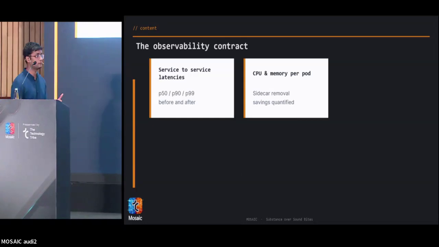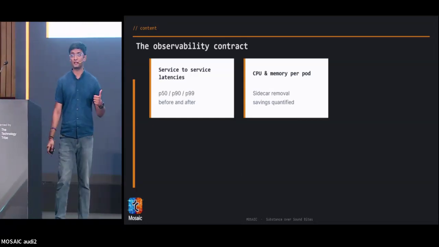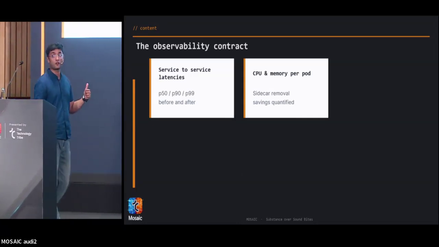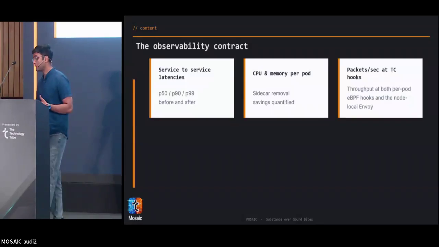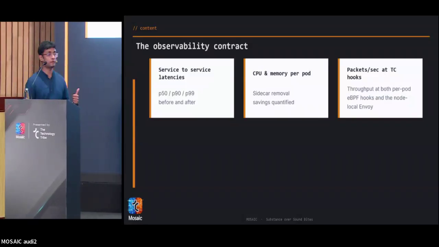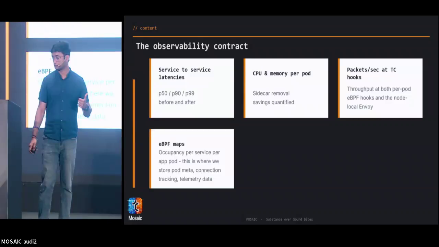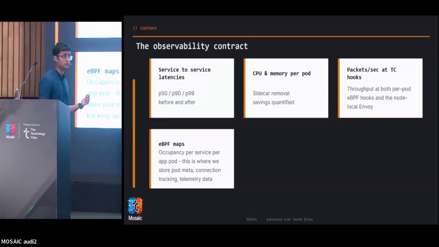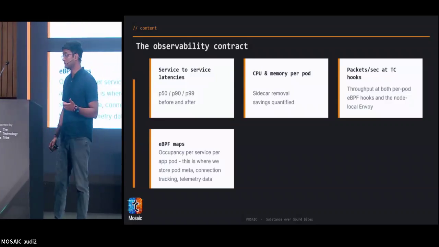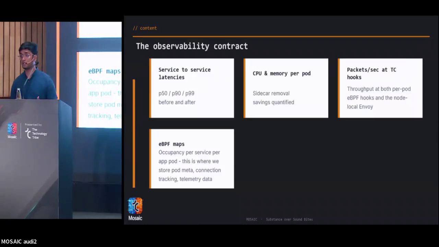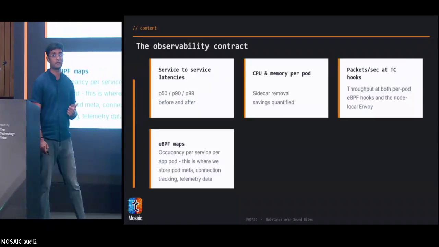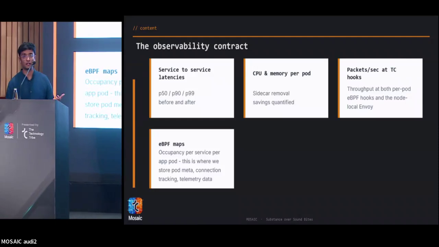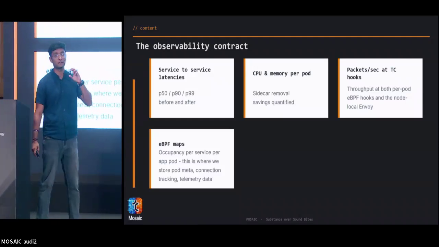CPU and memory per pod, because Envoy, instead of being run as sidecars, now runs as daemon sets on every single Kubernetes node. Packets per second throughput at both the eBPF hooks level and the node-local Envoy level. Because we are using data stores, the eBPF maps within the kernel, we want to make sure they have sufficient capacity and are not completely filled. Otherwise, things could go bad, because we do connection-level tracking there, and a lot of other telemetry data is there. We could miss telemetry data, which could be important for debugging an issue later.